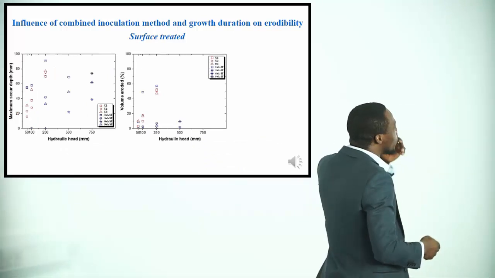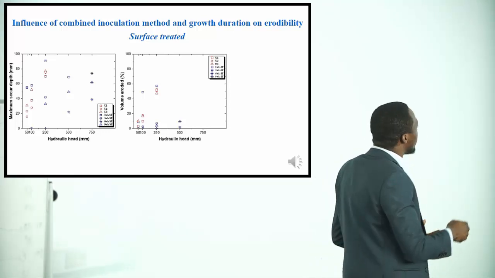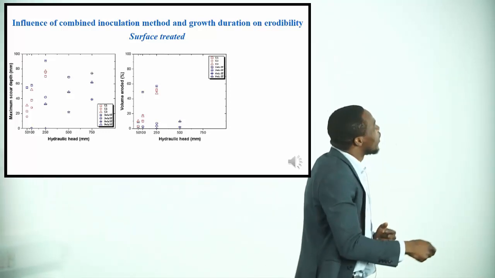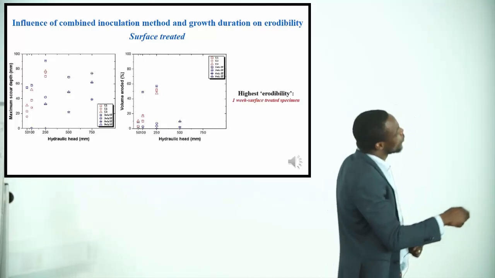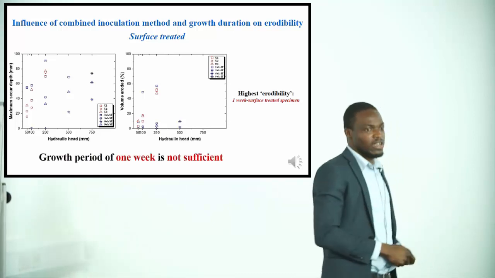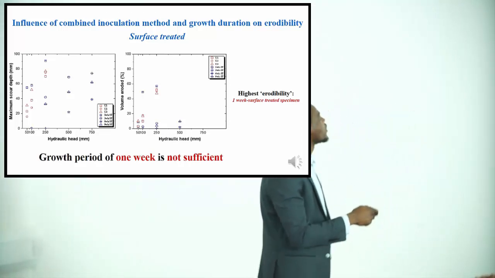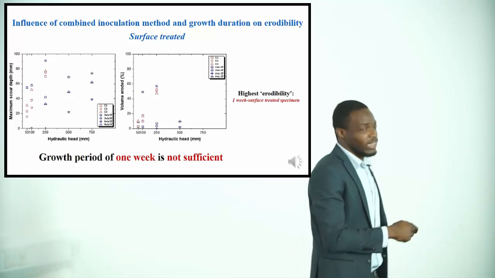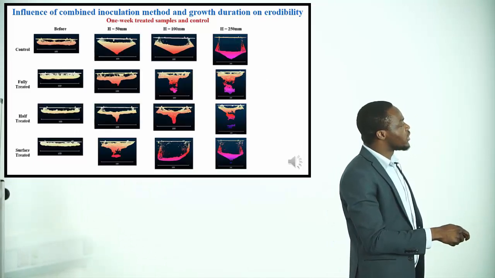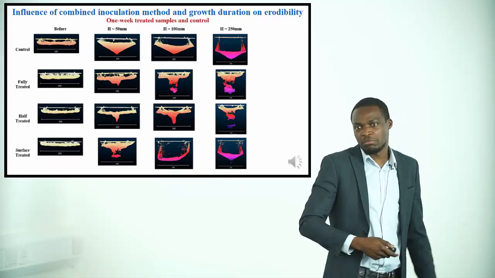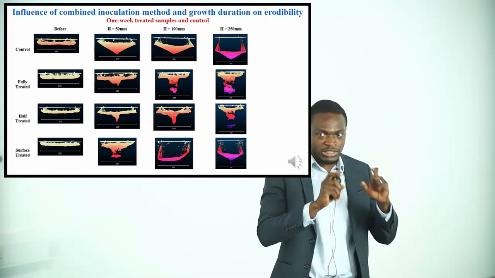And then looking at the influence of inoculation method and growth duration on erodibility. Here I'm comparing the maximum scour depths at the different hydraulic heads with the percentage volume of soils eroded. While the scour depths still show that the treated specimens are less erodible compared to the untreated specimen, we see that the 1-week fully treated specimens tend to behave like, or even worse than, the untreated specimens here. But looking at the volumes eroded, that's not a very significant misbehavior in terms of the 1-week fully treated specimens.